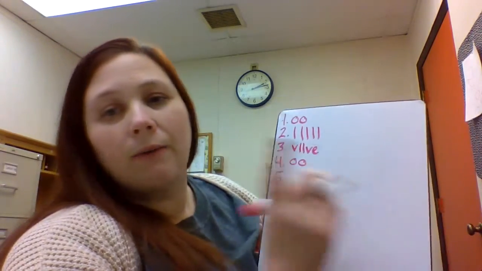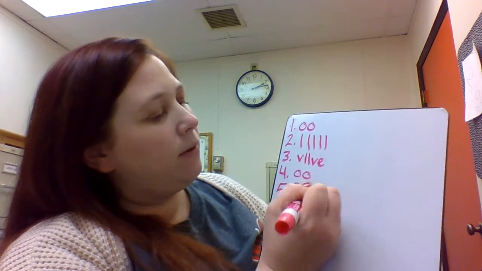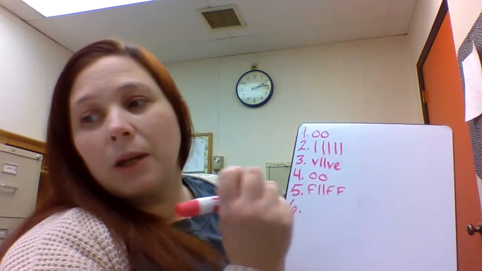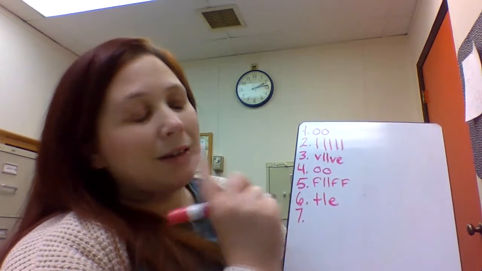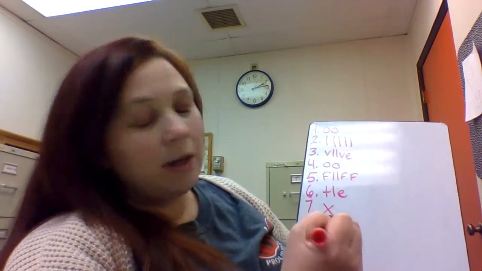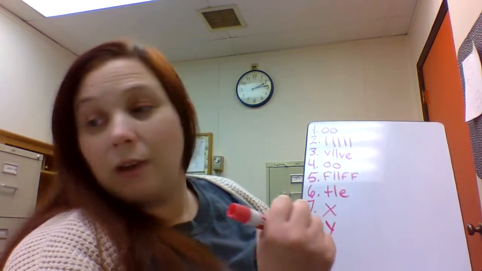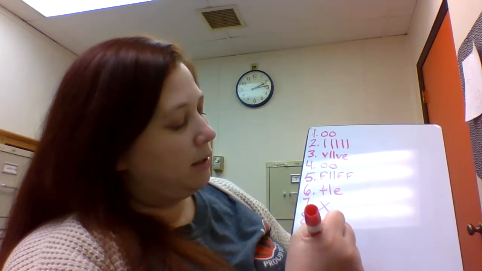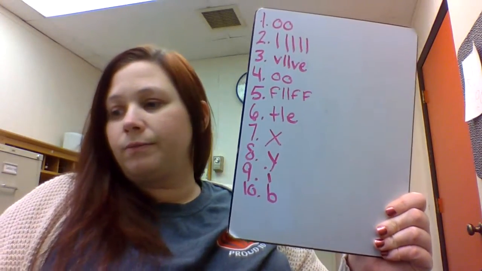Number 5 we have F, or as a final sound FF. Number 6 we have toll, that's that final stable syllable TLE. Number 7 we have X, which is just X. Number 8 we have Y. Number 9, I, and number 10, B. Make sure that you got those down while we were doing them.